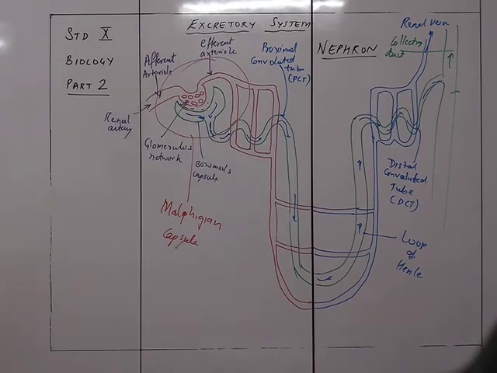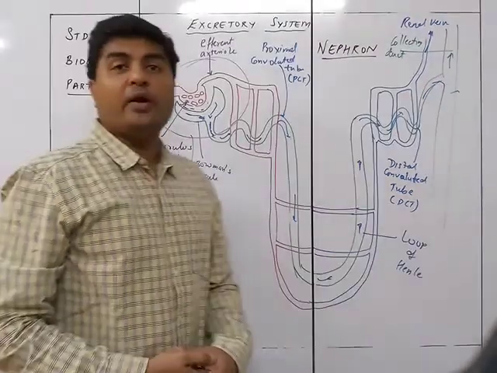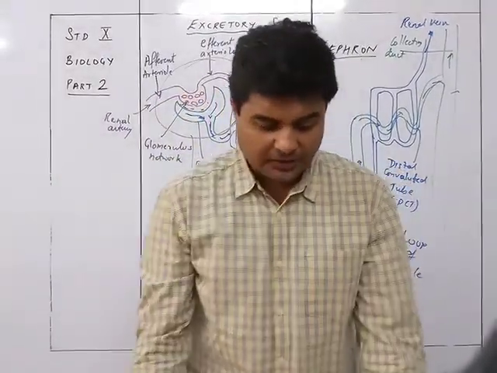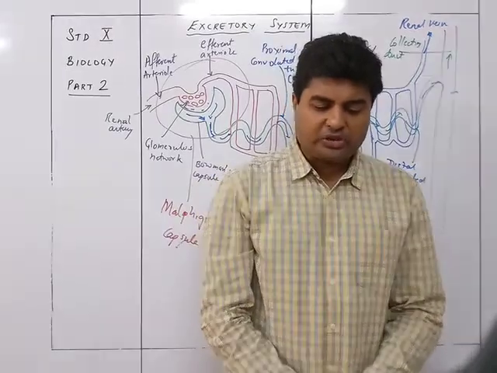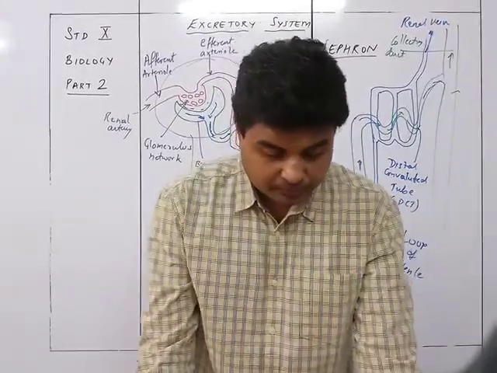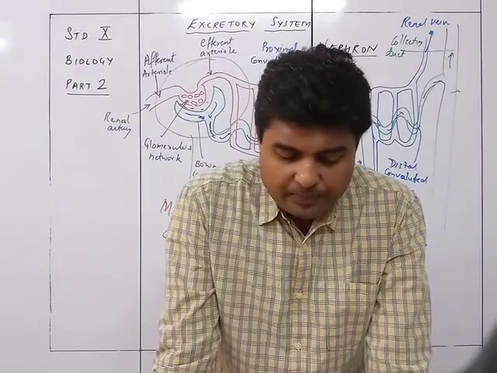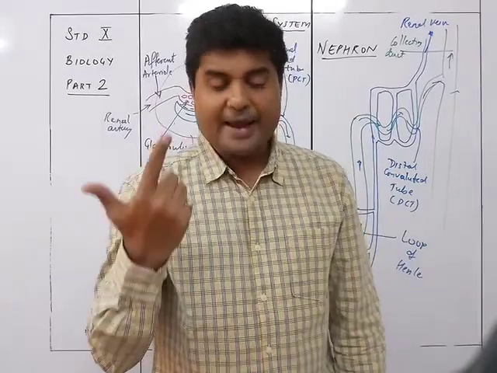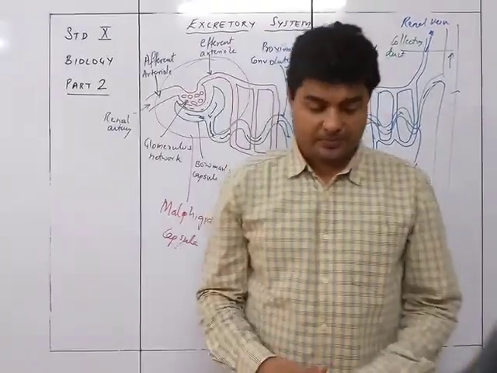So now we continue with the explanation of what happens in the kidney. I already explained it as such, but now we will read out from the chapter. The function of the kidney is the production of urine. The production of urine occurs in three major steps: ultrafiltration, reabsorption, and tubular secretion.